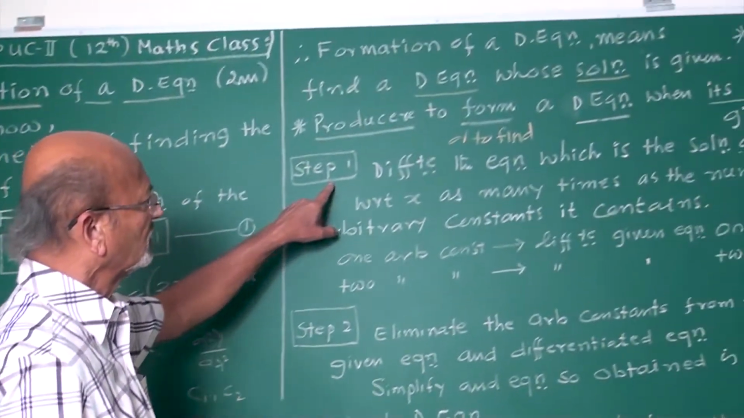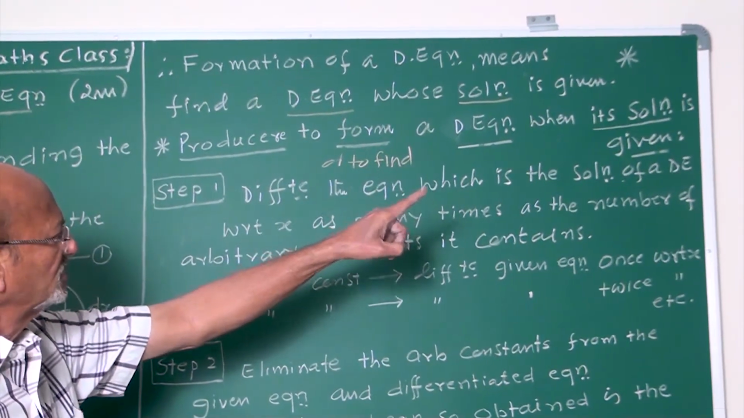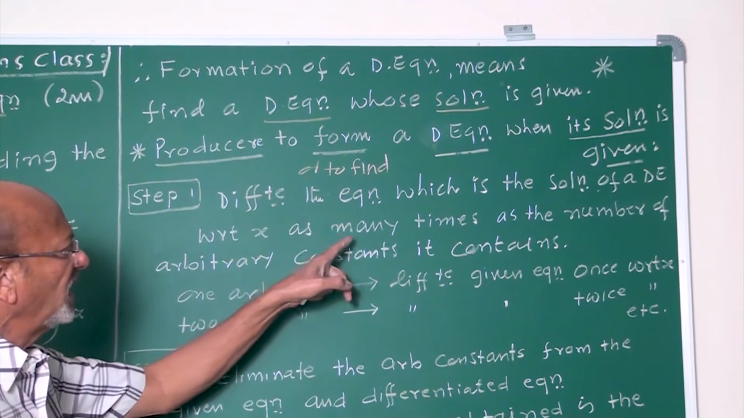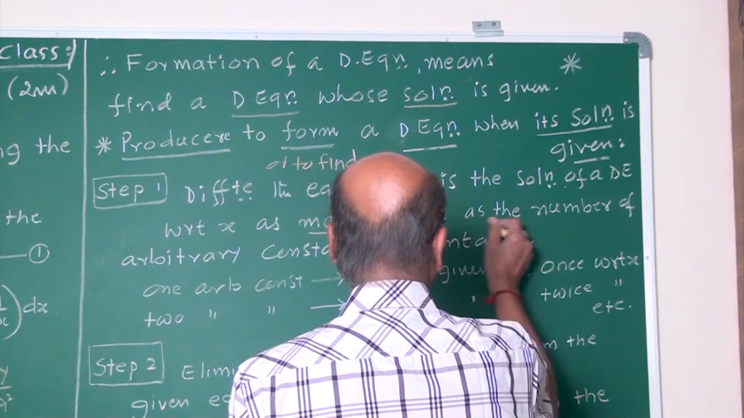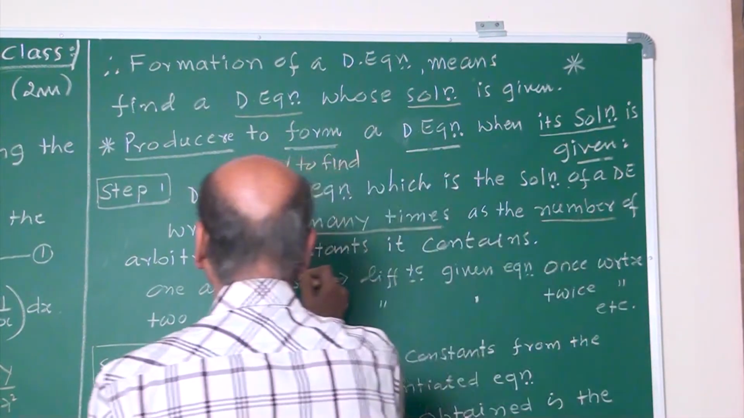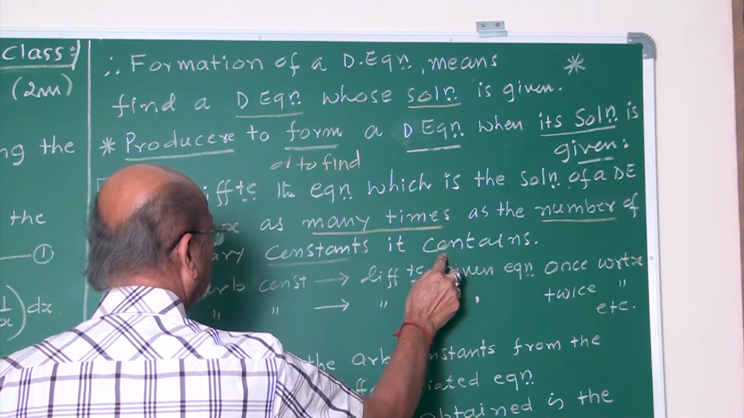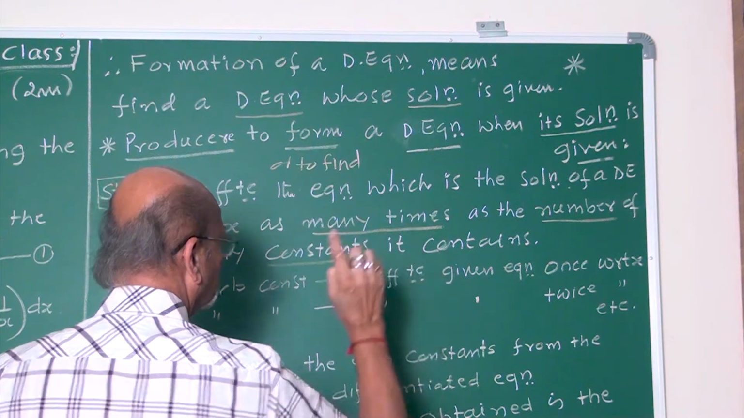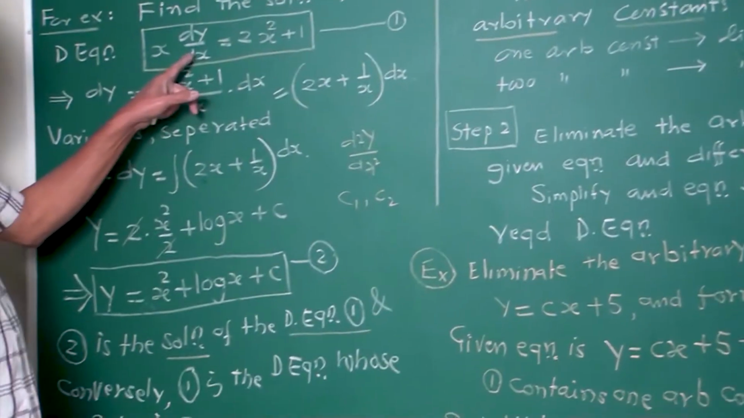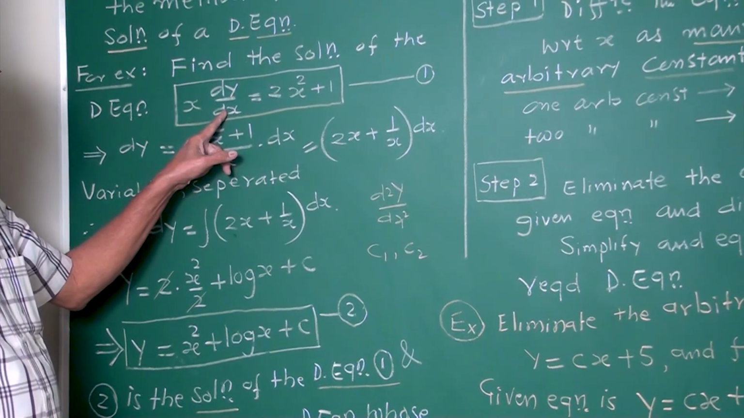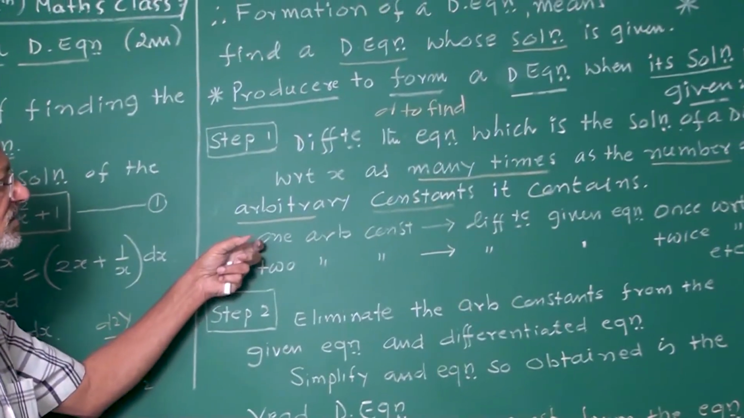Say, what is step 1? Differentiate the given equation, which is the solution of a differential equation, with respect to x as many times as the number of arbitrary constants it contains, which means the differential equation contains. If there is only one arbitrary constant, we want only the dy by dx term. To get the dy by dx term, you have to differentiate once. Yes or no? Therefore, what is this first rule?